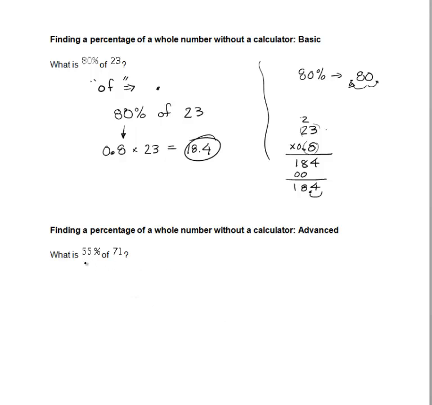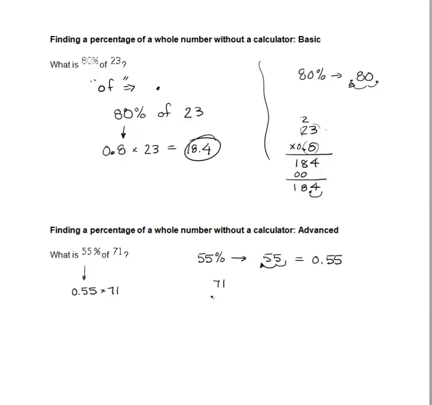So the next one, what is 55% of 71? Same concept. Of means times. I'm going to change 55% into a decimal first: remove the percent sign, move the decimal point 2 places back, so I get 0.55. So now I translate this to 0.55 times 71.